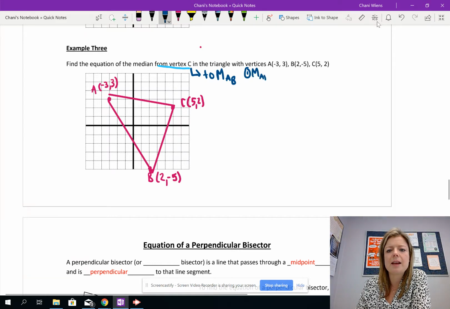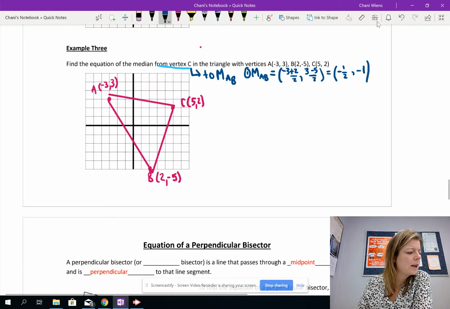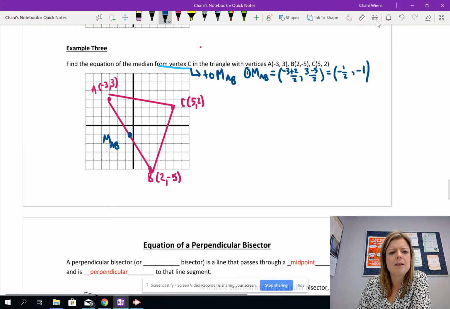So the midpoint of AB, okay, so I just find the halfway point between -3 and 2 for the x value, and between 3 and -5 for the y value. So that gives me -1/2, and that's -2/2, so -1. So -1/2 and -1. So that is here, and that looks right. So that is the midpoint of AB. Okay, so my median goes from there to C.